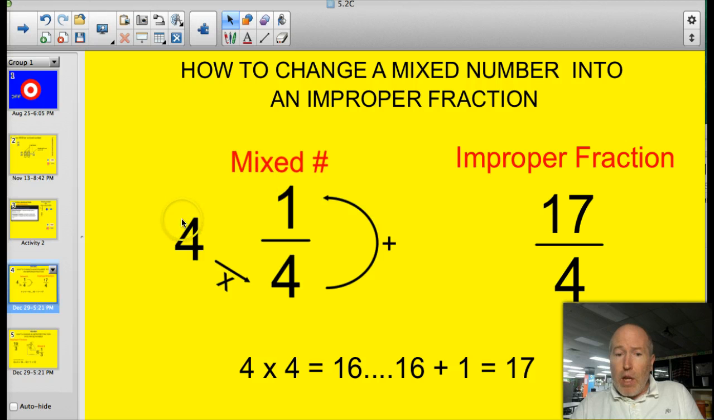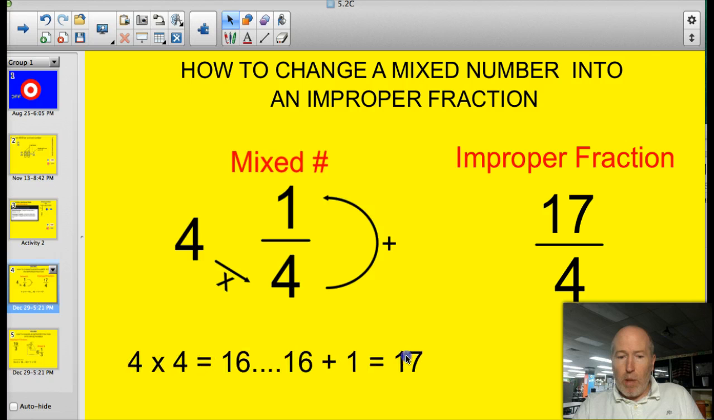You take and write it down, 4 1/4. Here's my mixed number. You multiply the wholes times the denominator, and then you add in the numerator. So 4 times 4 is 16. Add that one, and you have 17/4. I wrote it down here too. So wholes times the denominator, add in the numerator. So 4 times 4 is 16. Then I add the numerator. 16 plus 1 is 17.